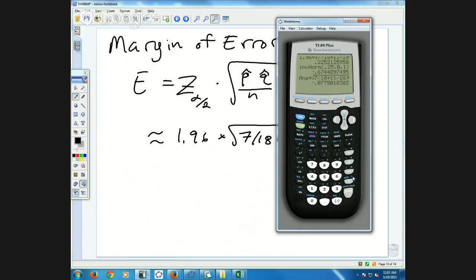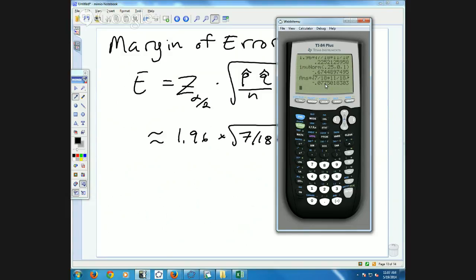Hey, that's better. Now, it made it negative, but it really should be positive. So now I have like a 7.8% margin of error. Better than 22.5% margin of error, agreed? But wouldn't it be nice to have a less than 5% margin of error?